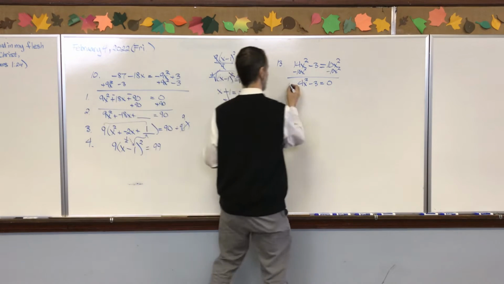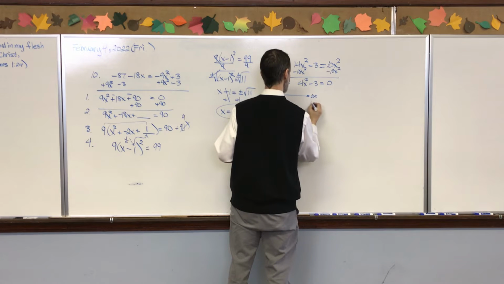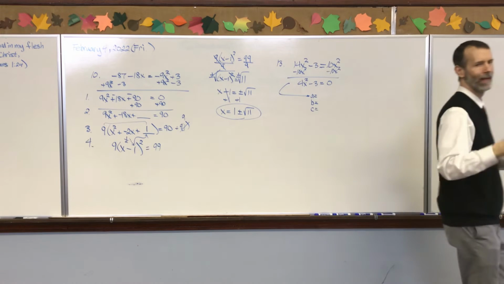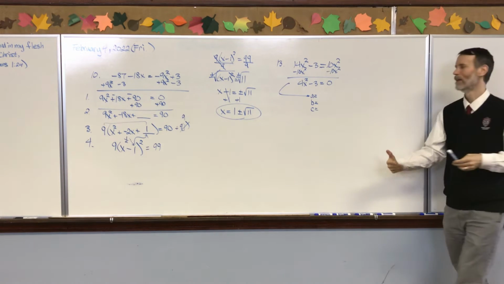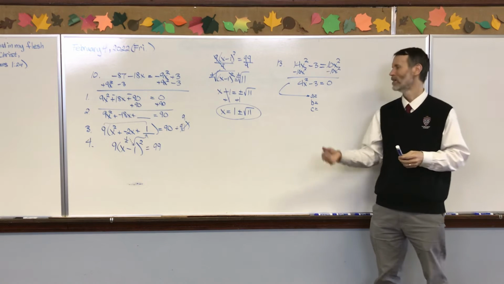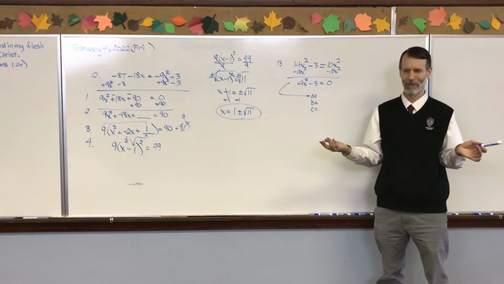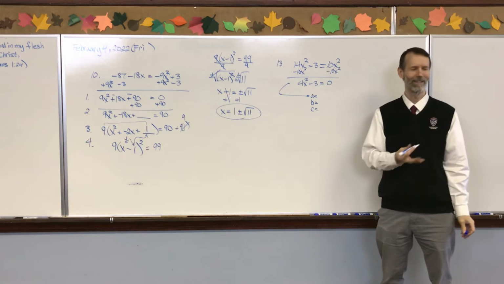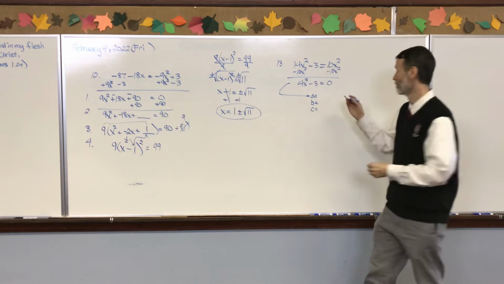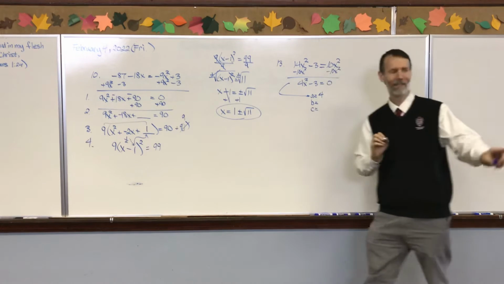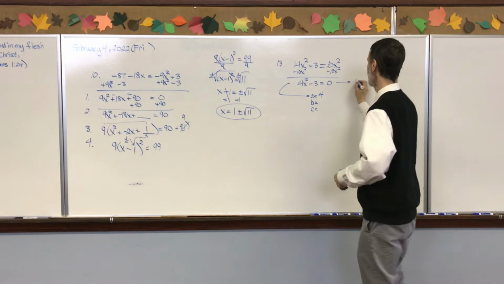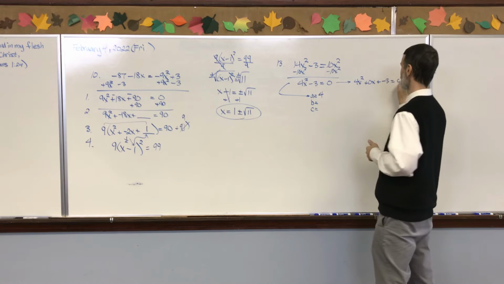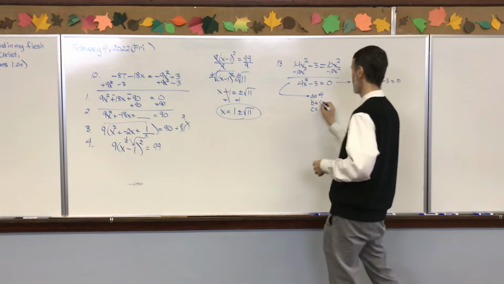Now for the quadratic formula, I need to know A, B, and C. A is the coefficient for x squared. B is the coefficient for x. C is the coefficient for just the plain old number. So Catherine, what would A be? 4. What's b? Very good, it's 0. What this really is 4x squared plus 0x plus negative 3. And then what's c? Good, negative 3.